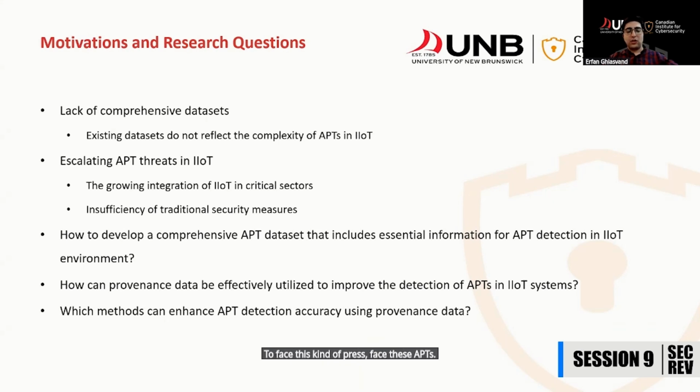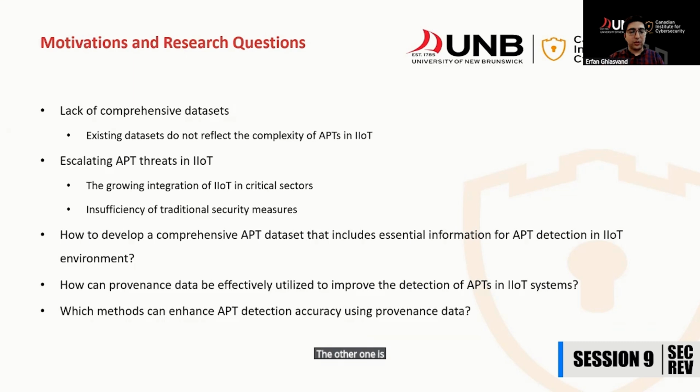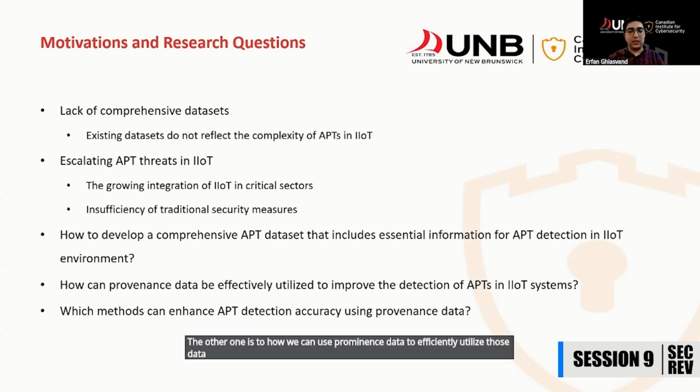The research question that we have is how we can develop a comprehensive APT dataset that includes the essential information we need to be able to face APTs and the attacks that are going to happen in an IoT setting. The other one is how we can efficiently utilize provenance data in order to improve the detection of APTs. And finally, what are the methods that we can use with the provenance data to detect APTs and improve their detection?